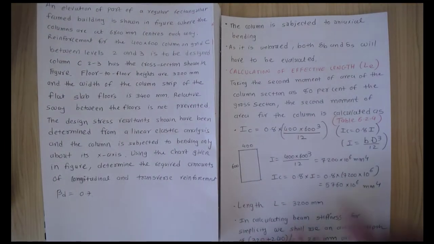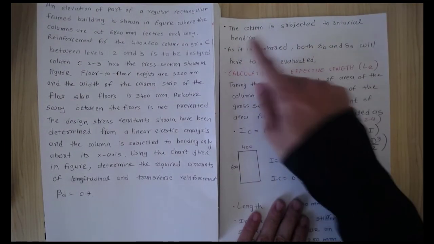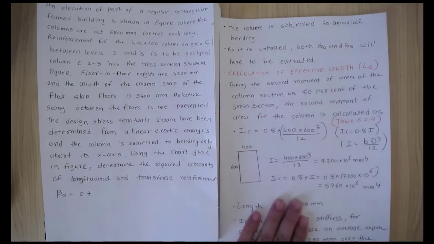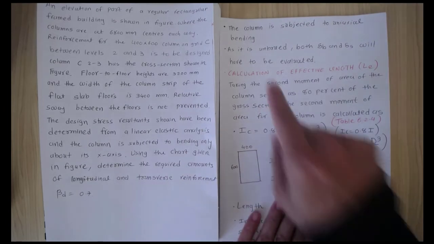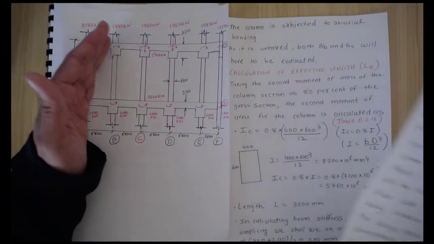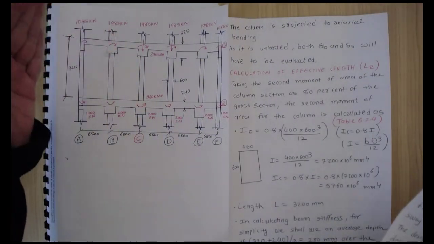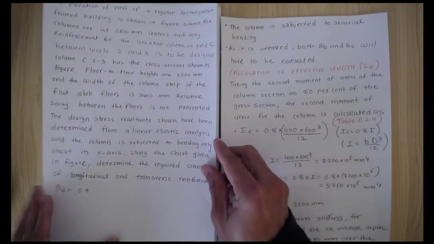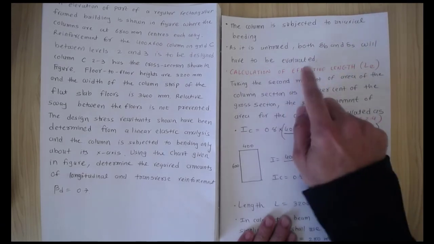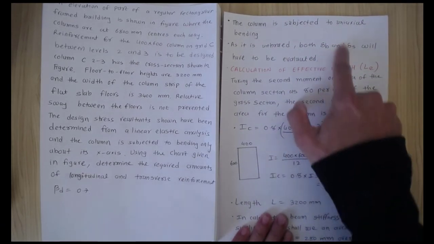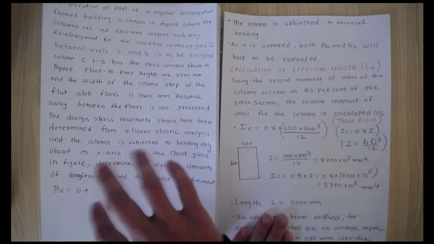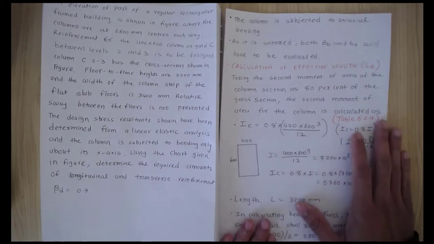Now the column is subjected to uniaxial bending, meaning that the bending is about one of the principal axes, I think about the x-axis. As it is unbraced, meaning that under these loading conditions it is not restrained, the joints here will have a translation. So that is unbraced. Both moment magnifiers delta b and delta s have to be evaluated. I will discuss in the solution how we are going to find the moment magnifiers delta b and delta s using AS 3600. So let's start solving.